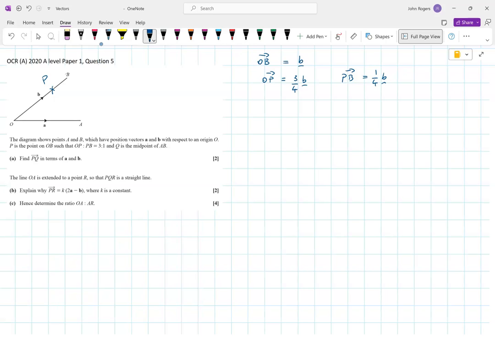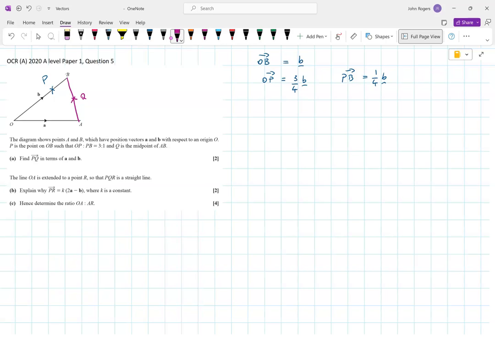I don't think at A level we're going to get too mixed up with the ratios here, but anyway, we've got a 3 there and a 1 there. That's the ratio 3:1, because it's basically 4 parts: 3 parts from O to P, and the other part from P to B. Okay, so that's just getting us started. It's also told us that Q is the midpoint of BA.